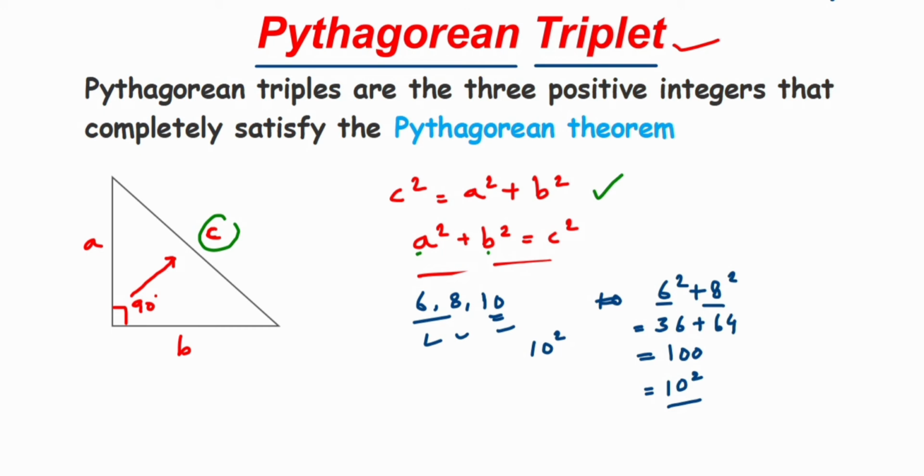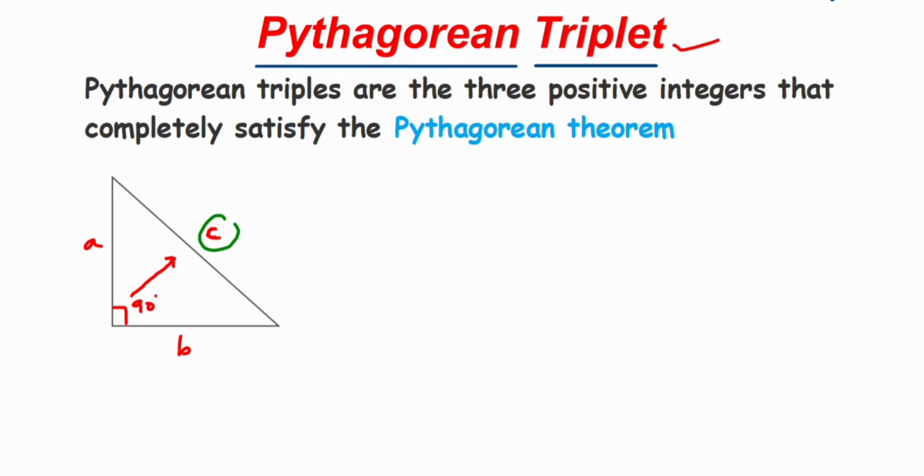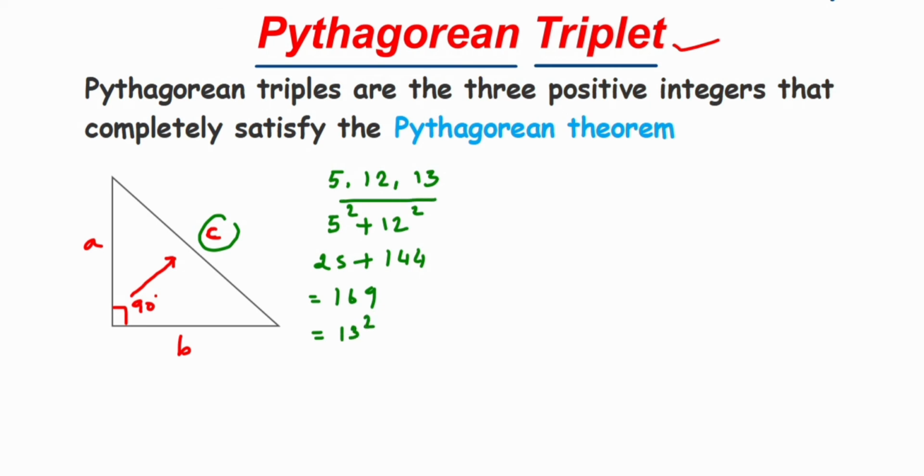Now let me take one more example. If I take an example of 5, 12 and let me take it as 13. Here 13 is the largest one, so obviously it will be the hypotenuse. So 5 square plus 12 square. 5 square is 25 and 12 square is 144. If I add them, I'll get 169, and we know that 13 square is nothing but 169. So this is satisfying. So 5, 12 and 13 are one more triplet.